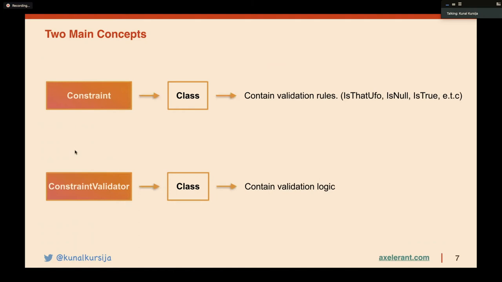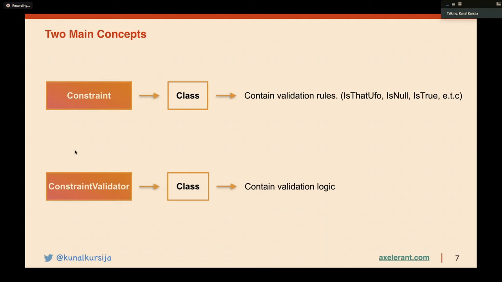Now to utilize this particular component, we should know two main concepts, like how you can create or use this particular component in Drupal. So the very first concept is, there is a class called constraint. It is a class from the Symfony validator component. Using this class, you have to define rules. Those rules can be like, is my field null? Is it true? Is that a UFO? And a very important one, etc. So you can write multiple rules over here using the constraint class.